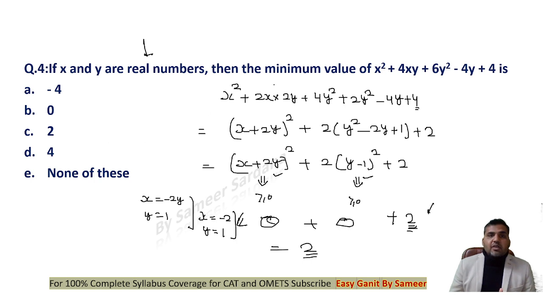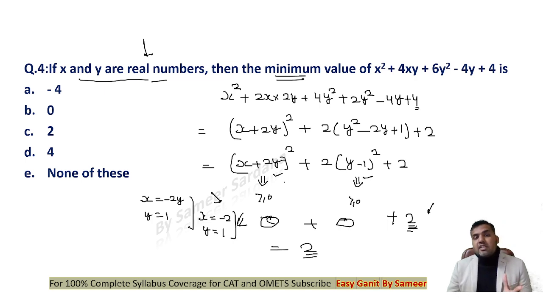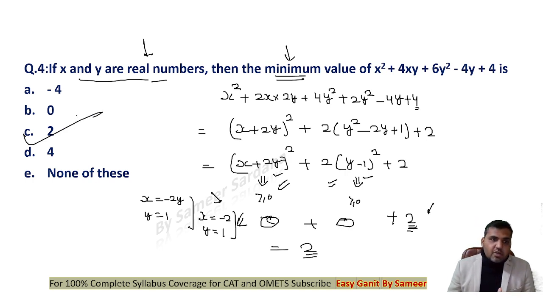So the least value, because I'm supposed to find the minimum value, x and y are already given to me as real numbers, so I'm picking the values of real numbers such that these brackets become 0. Why am I making these brackets equal to 0? Because I'm supposed to find a minimum value, and the square of something can never be negative. The least value of a square is always 0, right? So the minimum value of this whole expression will be equal to 2 guys. C would be the correct answer to the question.